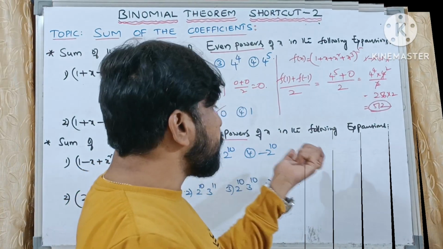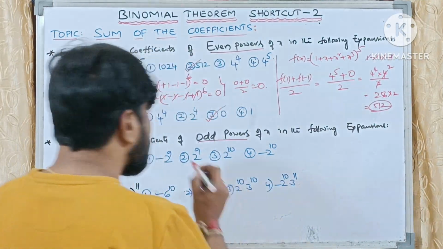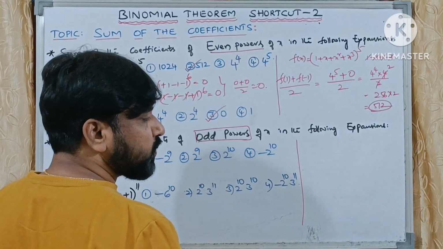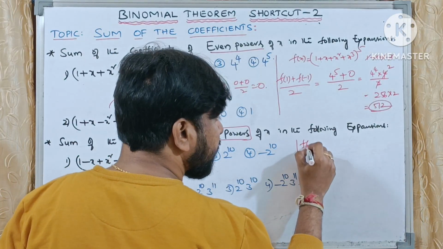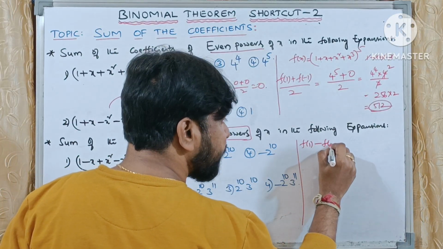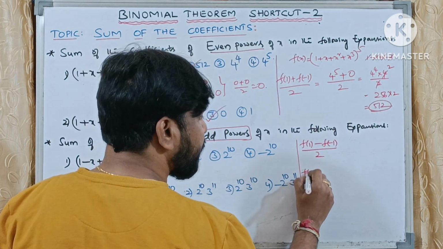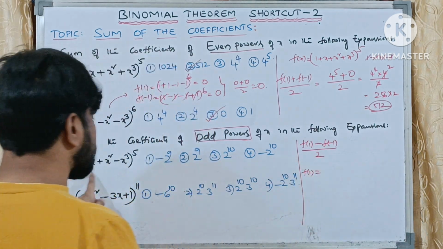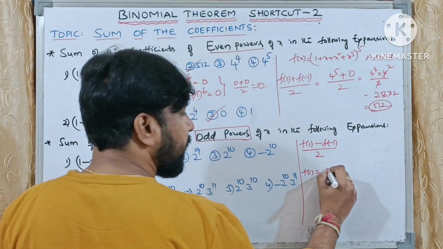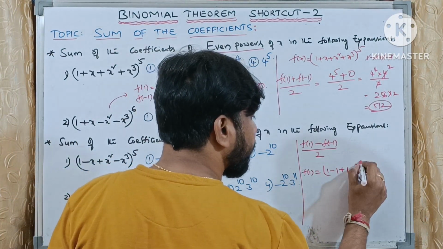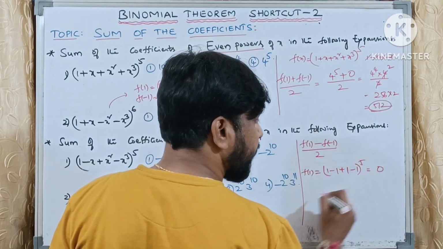Sum of the coefficients of odd powers of x in the following expansion. So the sum of the coefficients of odd powers, in the same way we are going to simplify, friends. The formula is f of 1 minus f of minus 1 whole by 2. This is the formula. So what is the f of 1 value for this question, friends? 1 minus 1 plus 1 minus 1 whole to the power of 5. All will be cancelled, you are getting 0.